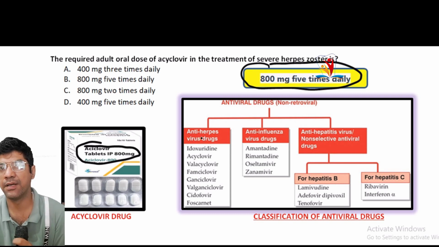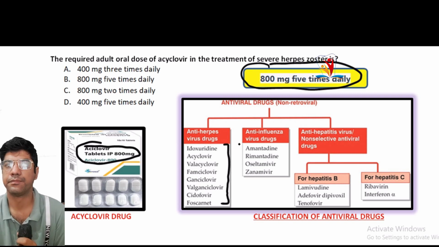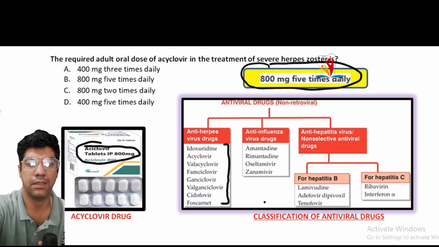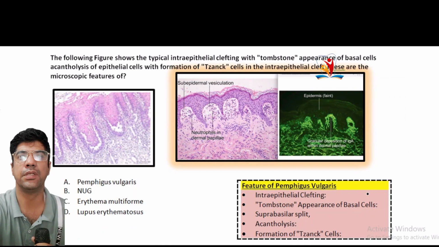These are the antiviral drugs classification. Remember the anti-herpes virus drugs that, apart from acyclovir, could be given in the case of herpes zoster infection. Moving to the next question.